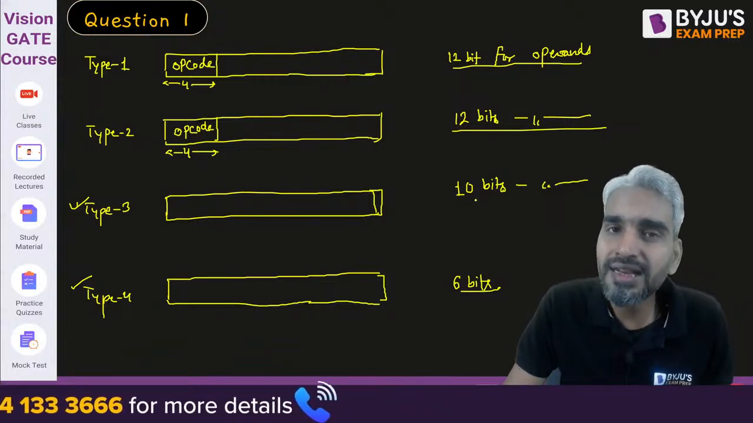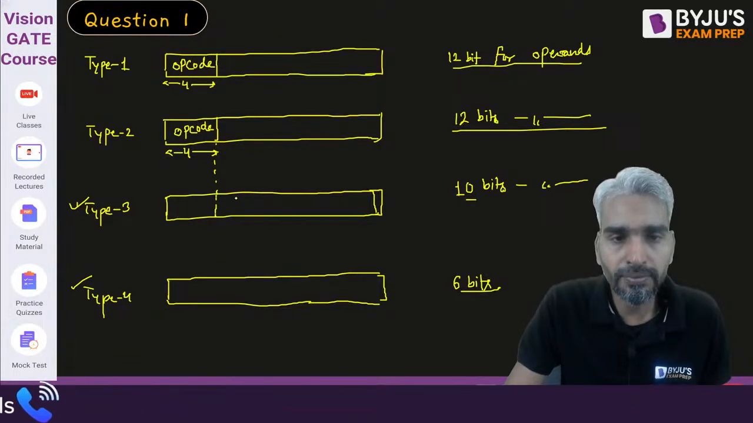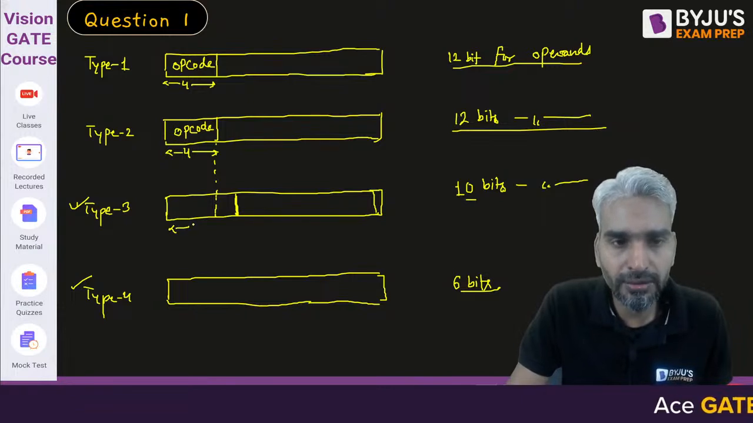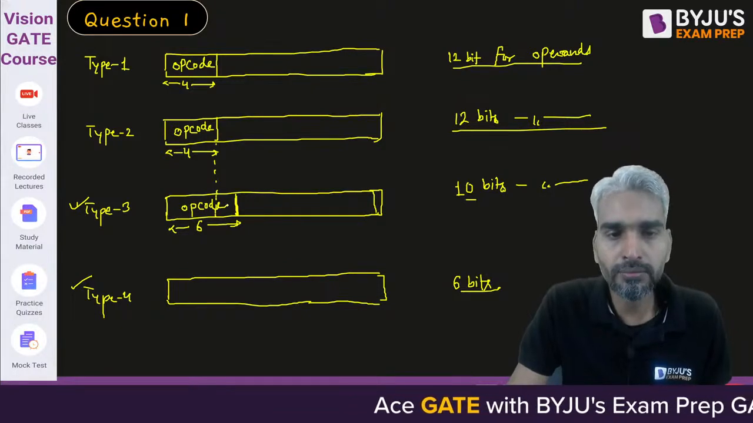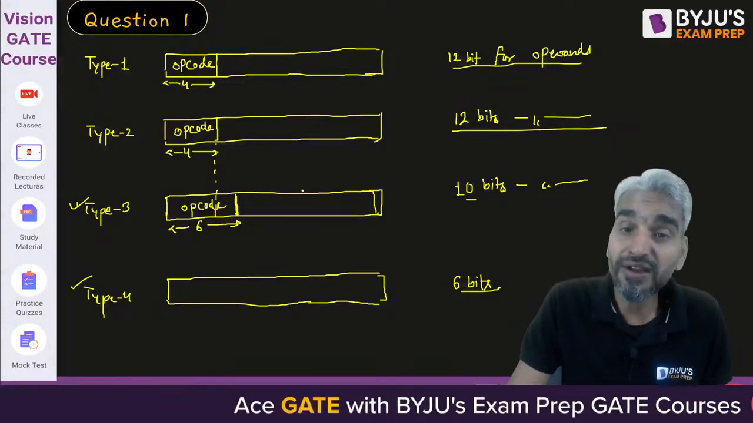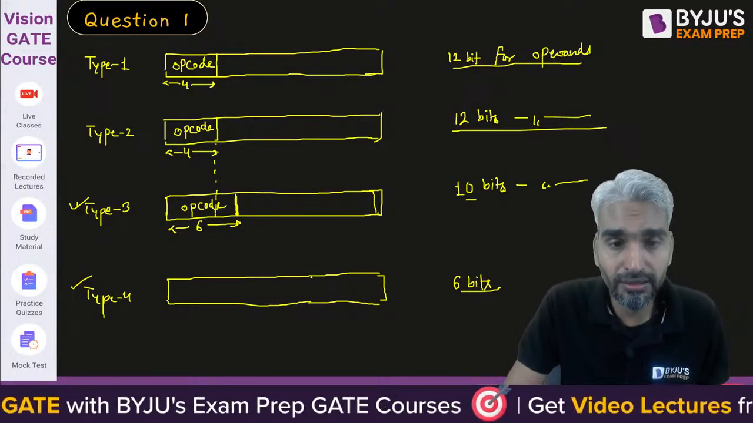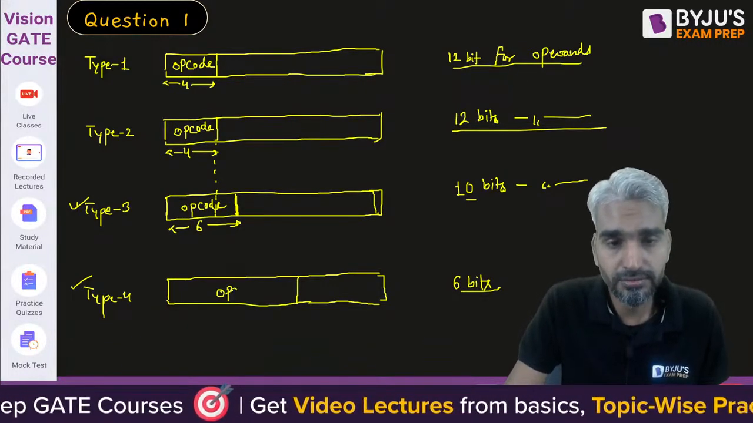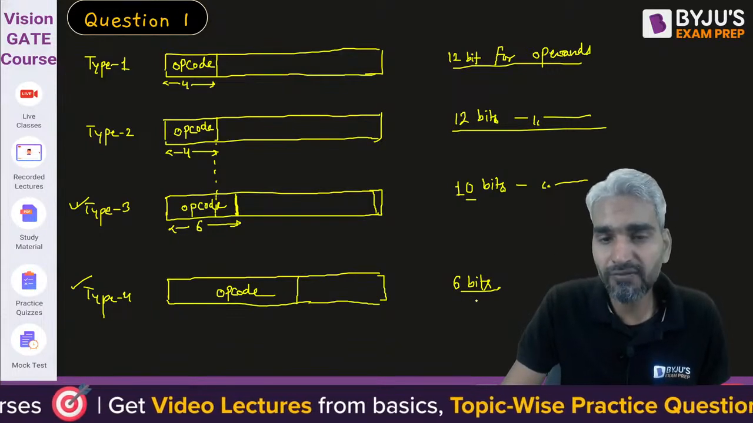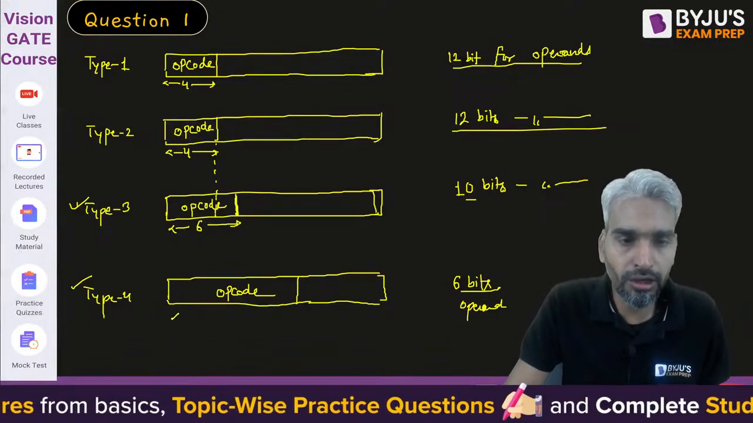Now type 3 instruction will have 10 bits for operand. So the opcode will eventually get expanded. Here the number of bits available for opcode will be 6. Yes or no? Number of bits available for opcode will be 6. Now finally what will happen? In type 4 instruction the number of bits available for opcode will be 10, because 6 bits will be required for operand. So the number of bits available for opcode will become 10.